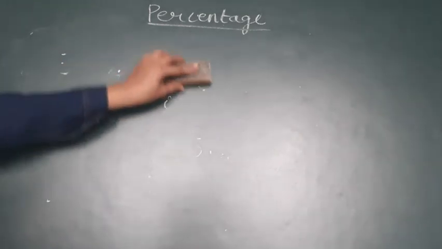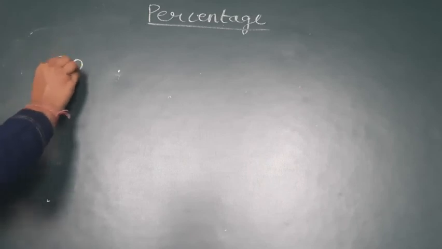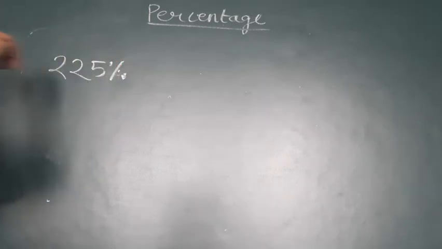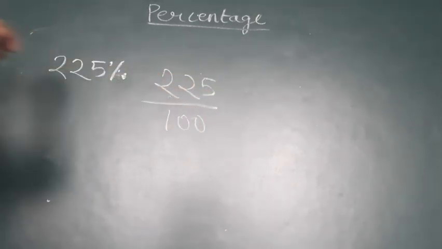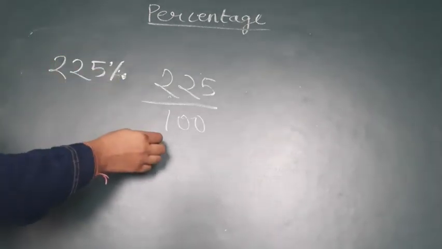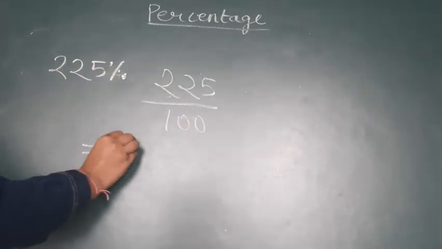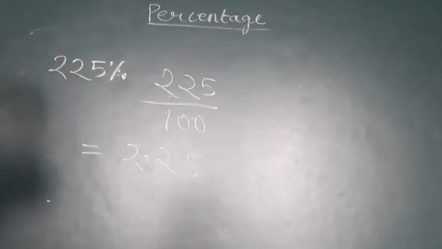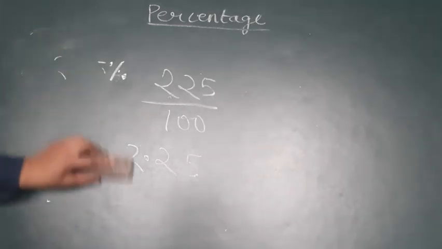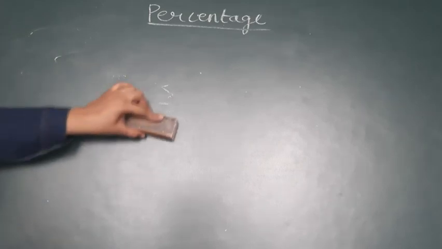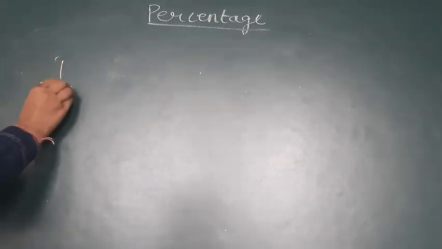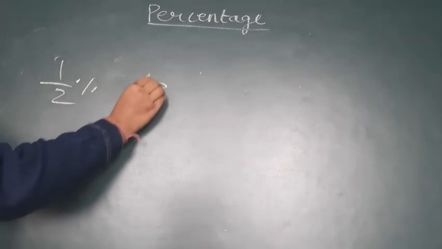Now if you want to convert 225% into decimal, how will you convert? It will be written like this, 225 upon 100, right? Now you have to place the decimal point accordingly. So 2 zeros in the denominator, so it will be 2.25. This is how you have to convert the percentage into decimals, right? And if the fractions are given to you, how will you convert them into decimal? For example, the percentage is given in the form of fraction, 1/2%, you have to convert it into decimal.